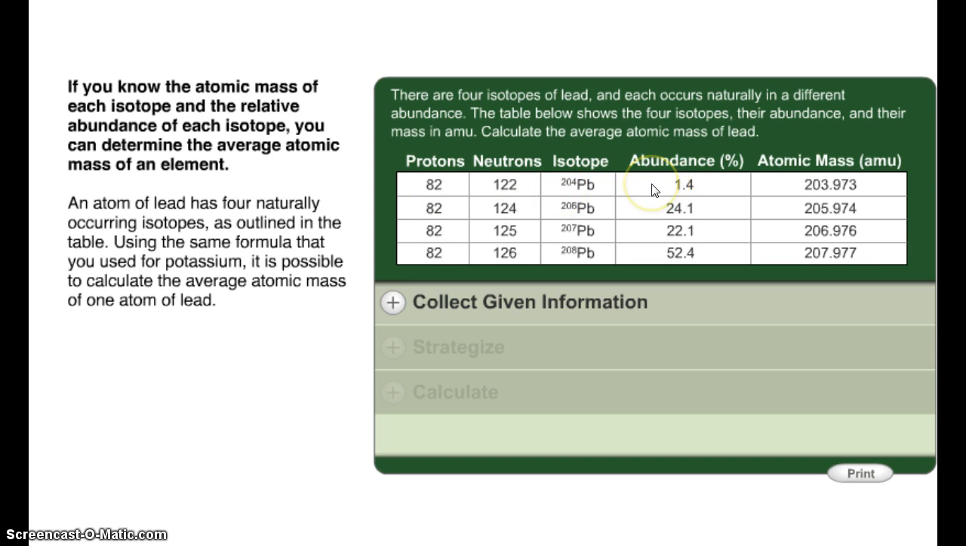So 82 plus 122 is 204. Then what percentage of the abundance? So 1% is lead 204 versus 52% is lead 208. And then it gives the exact atomic mass. All right, so hit the pause button. Try and do this one on your own.